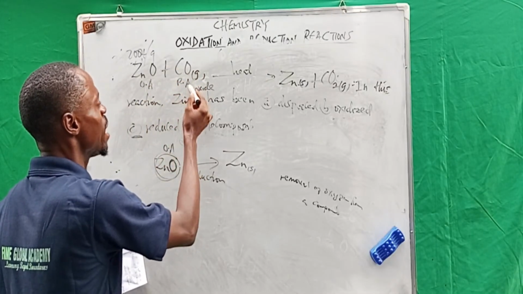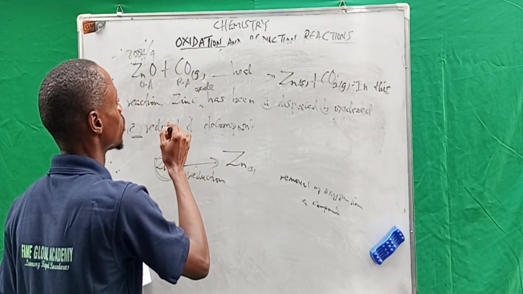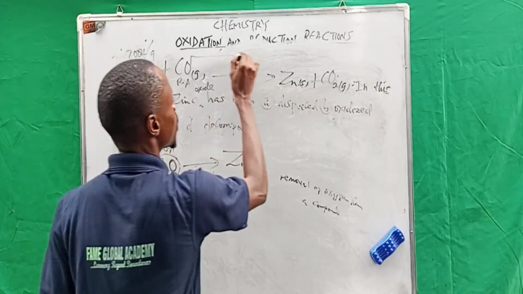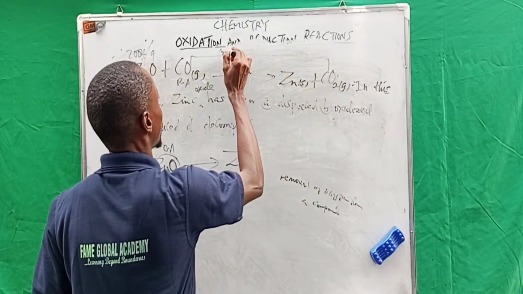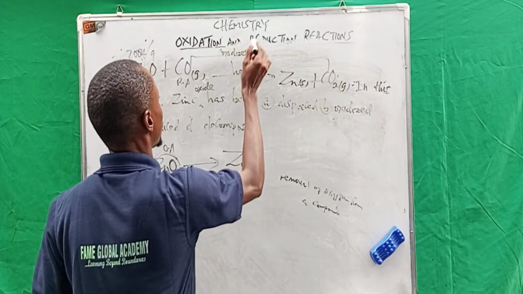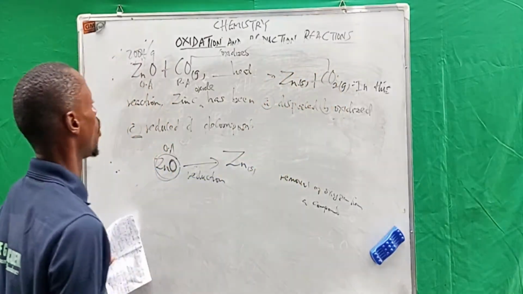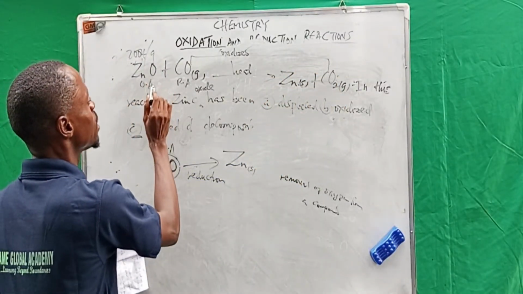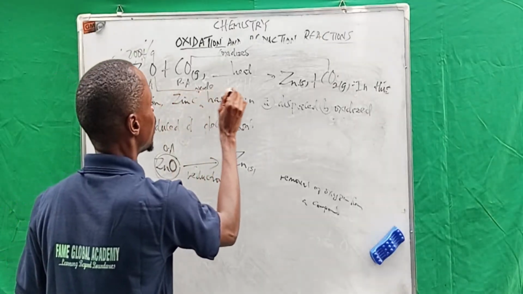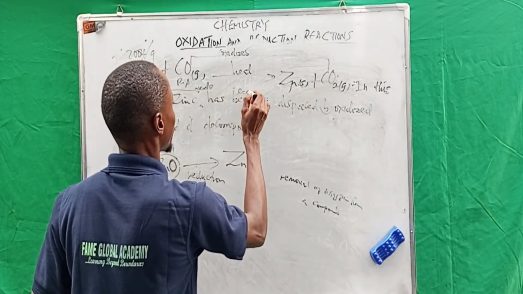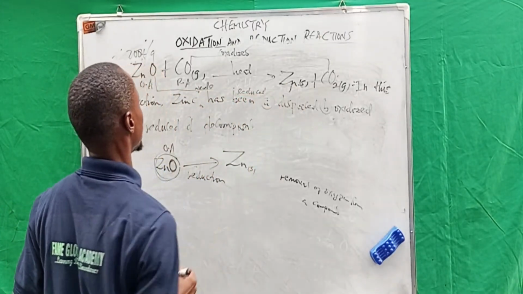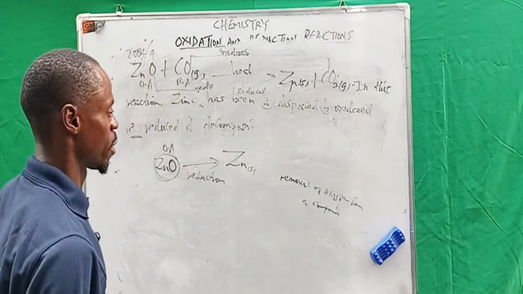A reducing agent is the agent that is oxidized. Look at it. Carbon(II) oxide was oxidized to carbon(IV) oxide. While an oxidizing agent is the species that is reduced. That is quite simple.